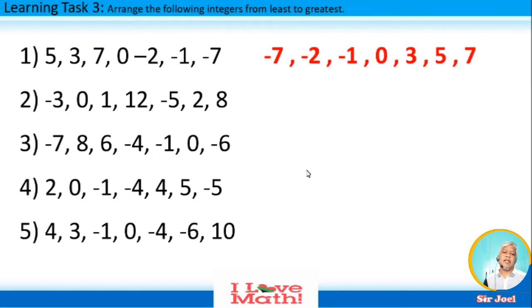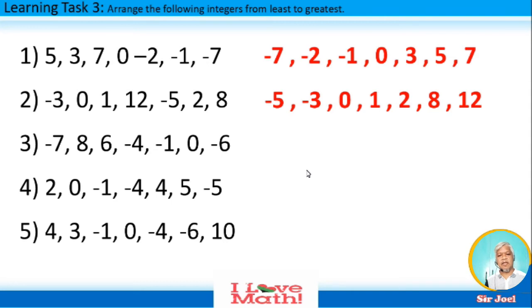Problem number 2. Alin kaya ang mauuna? Unahin natin ulit yung negative numbers. We have negative 3 and negative 5. Alin ang pinakamaliit? Negative 3 or negative 5? So, syempre, ang pinakamaliit is negative 5. Sinundan ng negative 3. Then 0, 1, 2, 8, and 12. So, this is it. Ganito ang pagsasagot nung ating learning task number 3. Unahin muna natin ay negative integers, tapos palaki. Kasi sabi nga, from least to greatest.